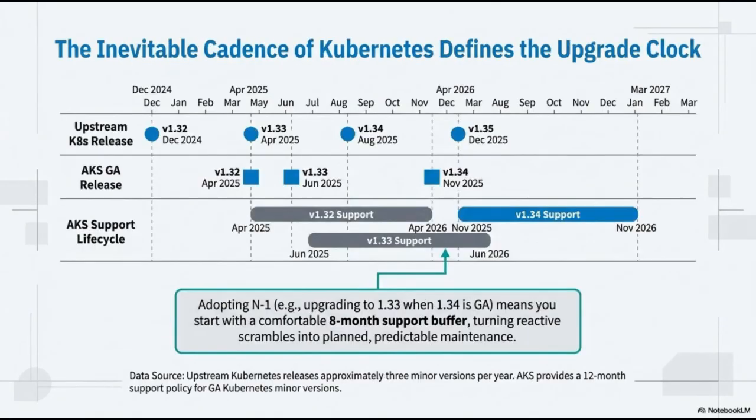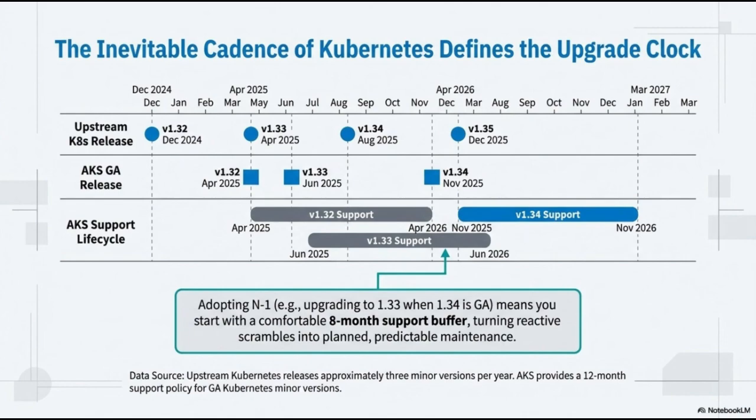To understand our upgrade strategy, we need to look at what we call the upgrade clock. As you can see in the top row, the Kubernetes upstream community releases approximately 3 minor versions per year. Azure Kubernetes Service follows this cadence, typically reaching general availability a few months after the upstream release. The critical piece to track here is the AKS support lifecycle. Each minor version has a 12-month support window.